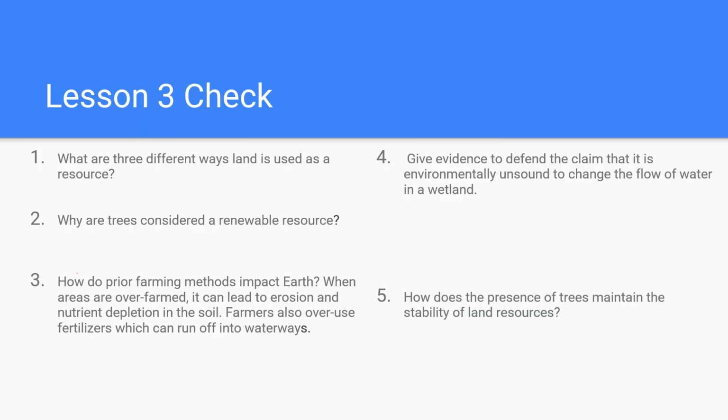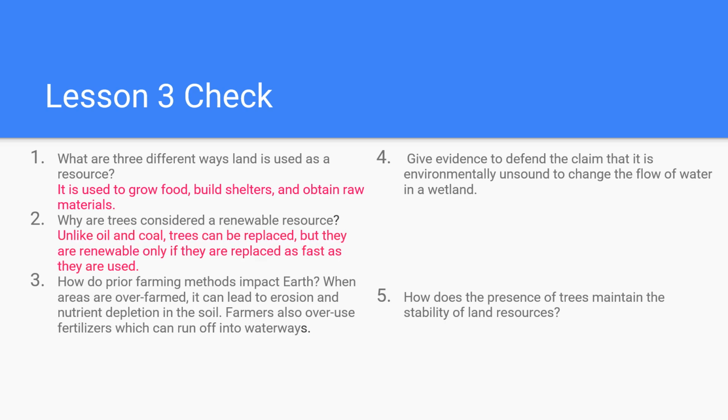And that brings us to our lesson 3 check. So what are 3 different ways land is used as a resource? It is used to grow food, build shelters, and obtain raw materials. Why are trees considered a renewable resource? Unlike oil and coal, trees can be replaced, but they are renewable only if they are replaced as fast as they are used.